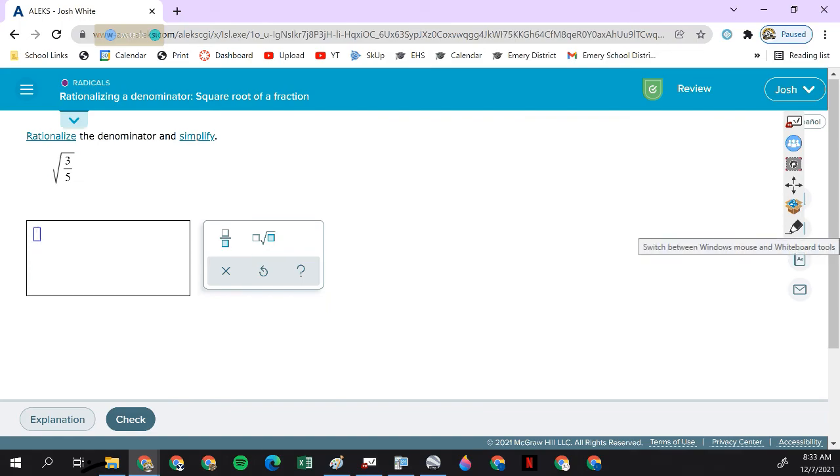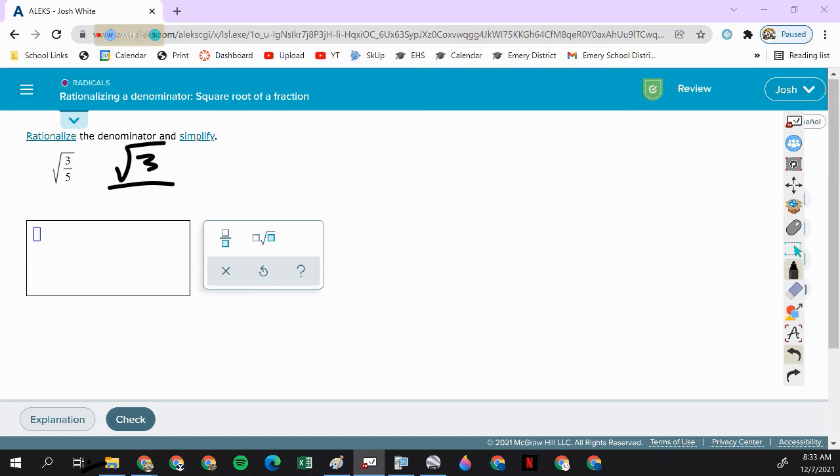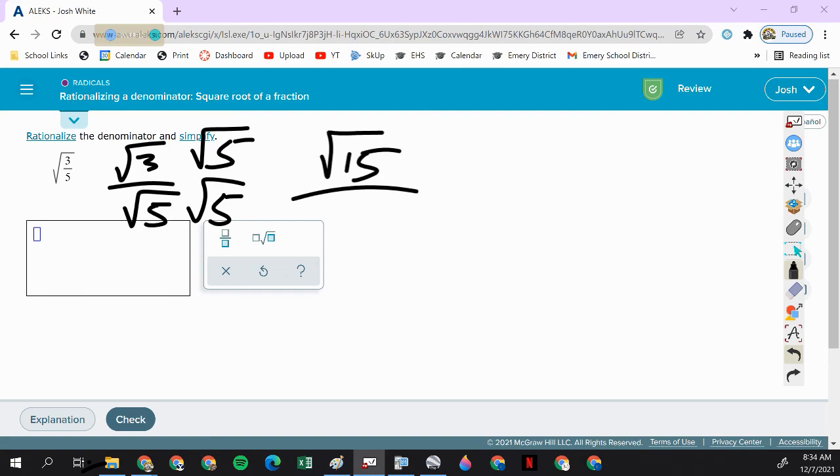Okay. Rationalize the denominator. I'm going to split this into the square root of 3 over the square root of 5. Root 5 over root 5. The top becomes root 15 and the bottom becomes 5. How do I simplify that? You don't. Good job.